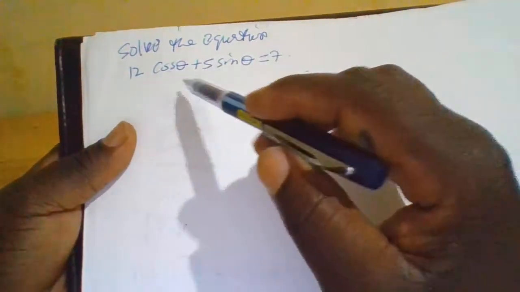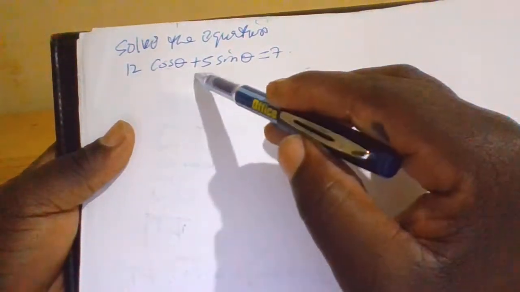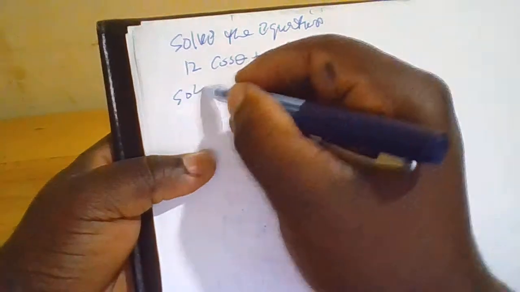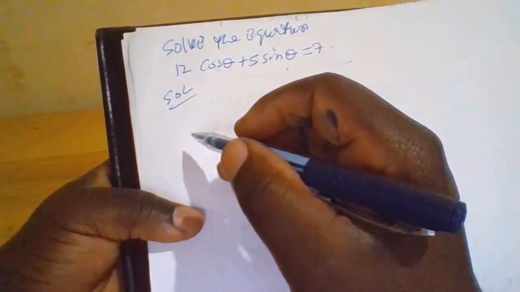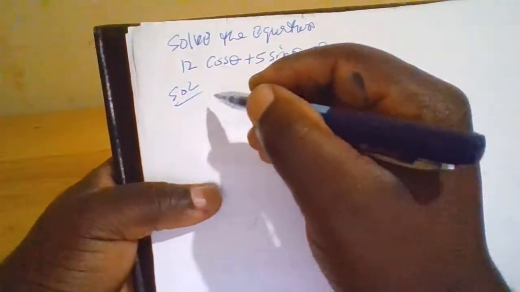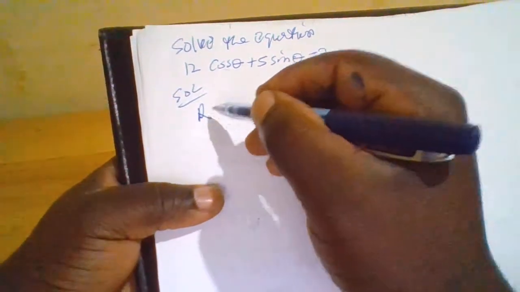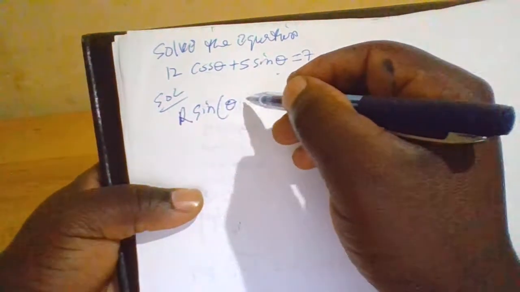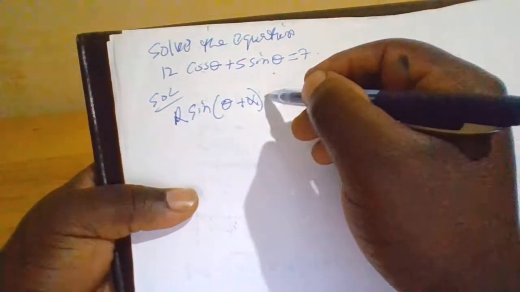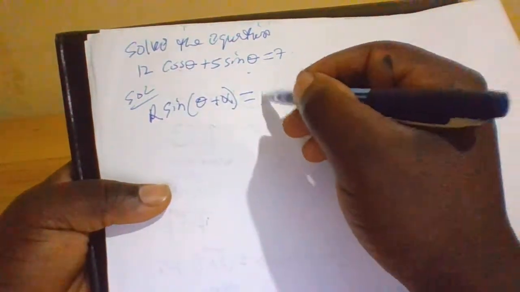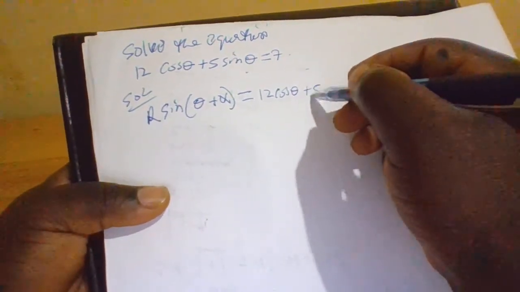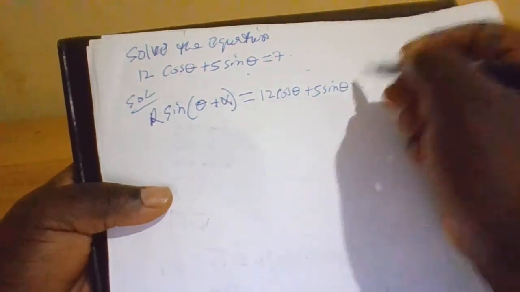Solve the equation 12 cos theta plus 5 sin theta equals 7. Solution. We shall let R sin(theta plus alpha) equal 12 cos theta plus 5 sin theta.